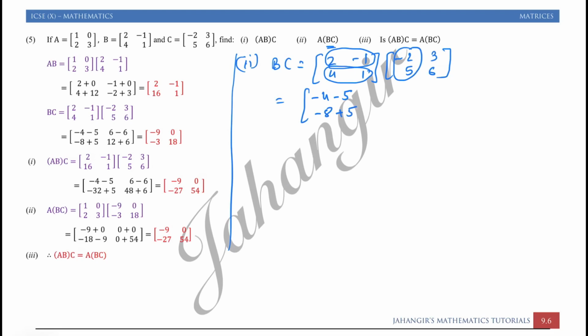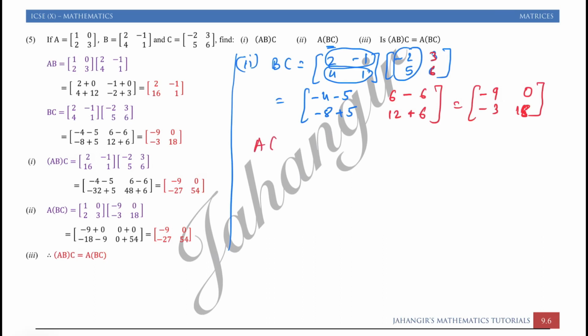Then same way, first row, second column, I can write it with red pen. 2 into 3 is 6, minus 6 again, then 4 into 3 is 12, then 1 into 6 is 6. So here I will get minus 9, minus 3, 0, 6. Okay, it's plus 6, so it will become 18. Here some errors may happen, but you have to be very careful while solving this.